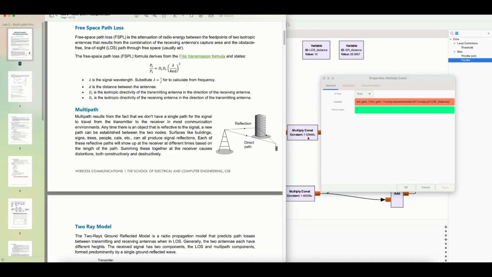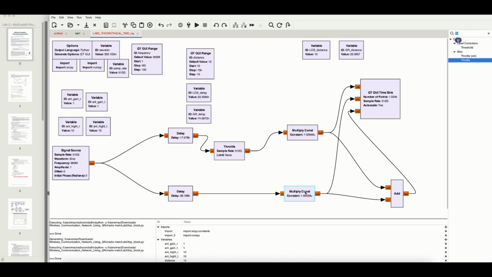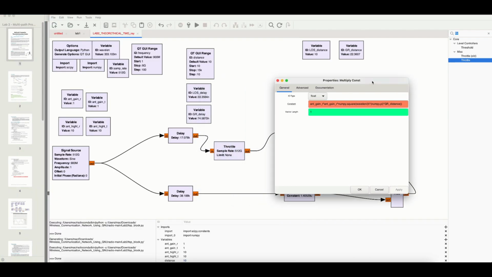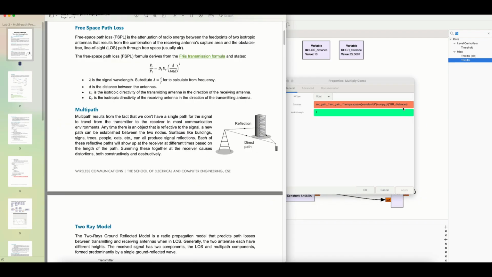So this multiply constant block is going to be what? You have a delay which is going to be based on line of sight distance and GR distance. Now let's incorporate this Friis equation. This Friis equation will have a transmitting antenna gain, which is there, and receiving antenna gain, everything is being squared, wavelength divided by 4 pi, you have 4 pi, that's why I'm calling numpy dot pi, that's the constant, times line of sight distance, that is this distance. So once this is done, you have another multiply constant. Let's just look at it. What is that? Exactly the same thing. Now instead of line of sight distance, you will have GR distance.